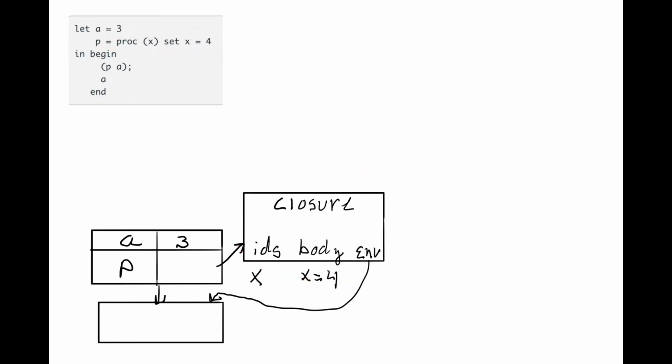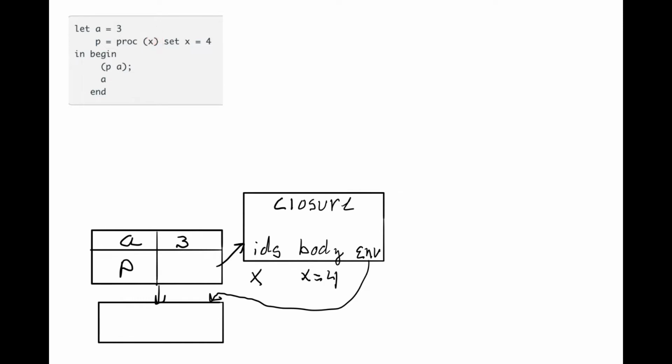Now the closure is going to capture the environment, but not the environment that contains the new variables that are getting created. And it's going to have an ID, the parameter that it takes in is x, and its body is going to set x equal to 4. So the next step is to call the function. When we call the function, we're going to evaluate a, which is going to look up a in the environment and get 3 back. And then we're going to pass that in for x.